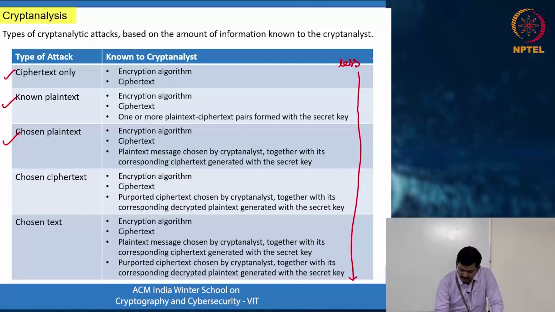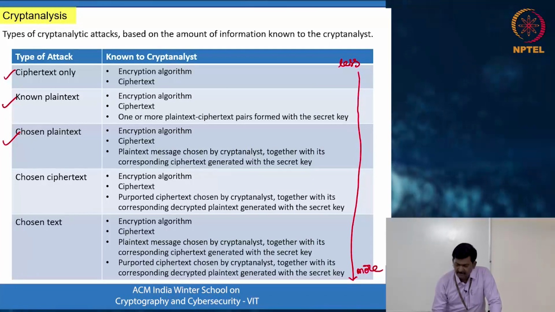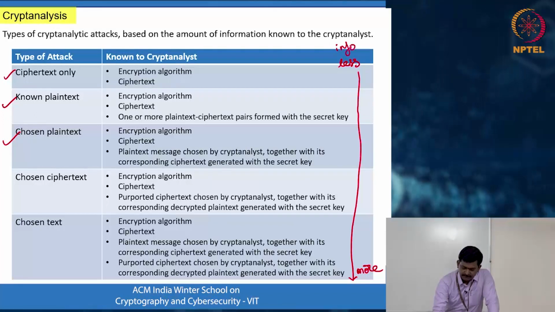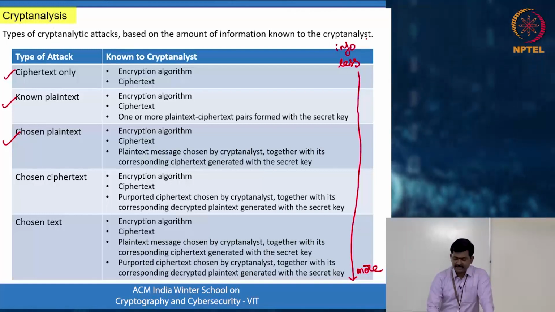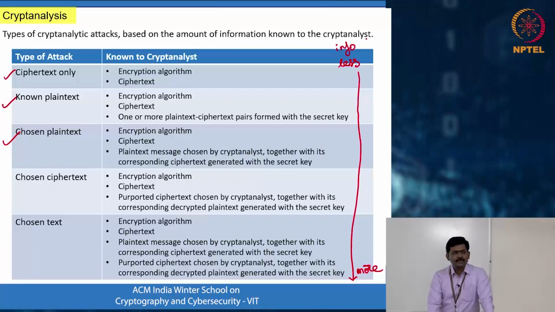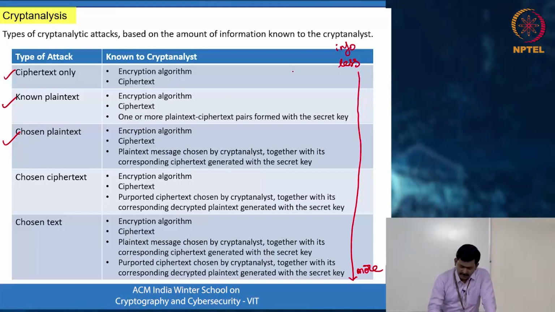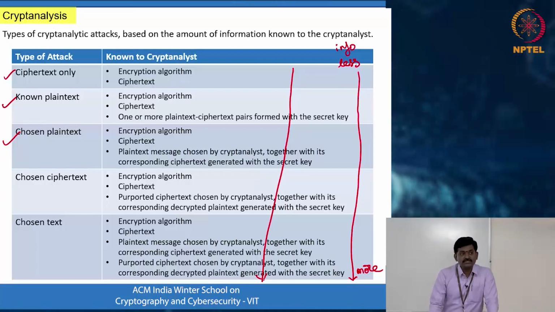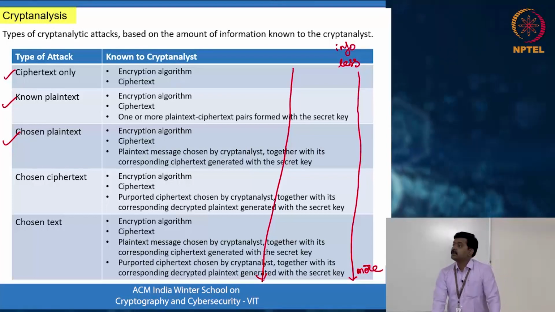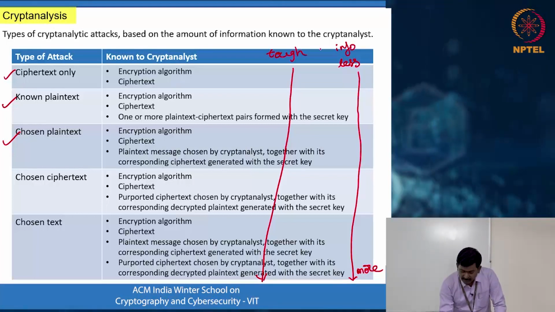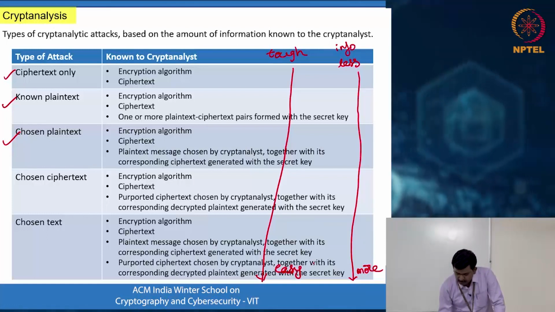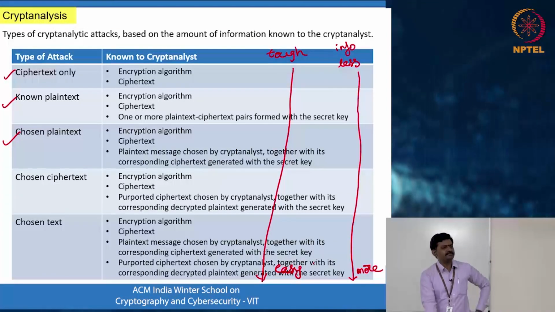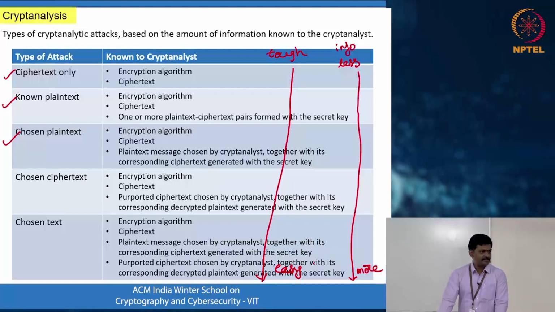So here the amount of information is less, and there the amount of information available is more. Now, the difficulty of making the attack, from top to bottom: tough to easy or easy to tough? Tough to easy. The reason is you have less information here and more information there. But grabbing that information is the tough part. Once you do that, your attack becomes easy.